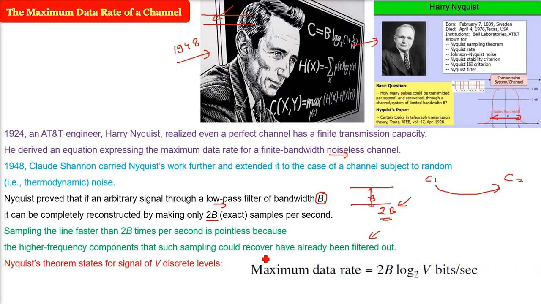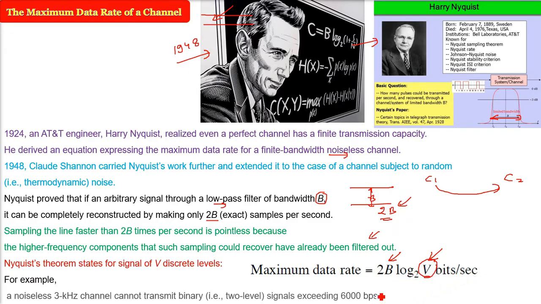So the Nyquist theorem states that for a signal of V discrete levels, what is this V? Shannon doesn't have this V, the discrete levels. For the Nyquist theorem, the maximum data rate will be 2 multiplied by B, the bandwidth, multiplied by log base 2 of V, where V is the discrete levels. So this is the maximum data rate. I'll give you an example of that.